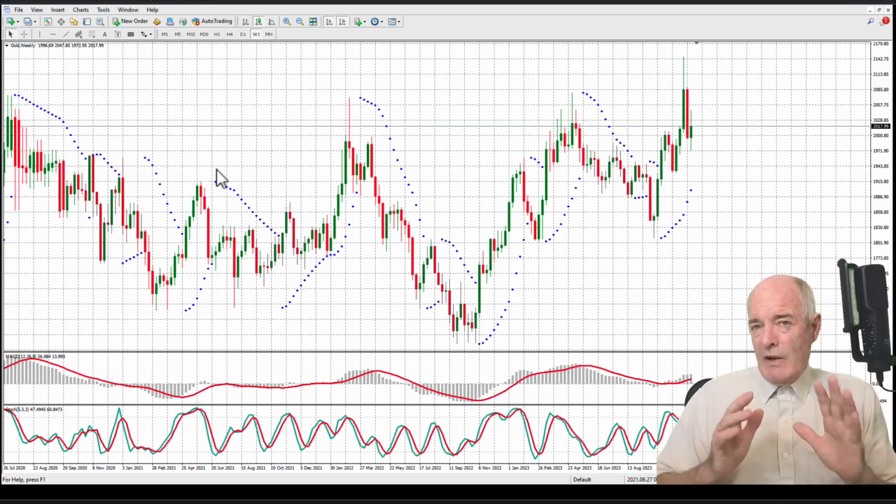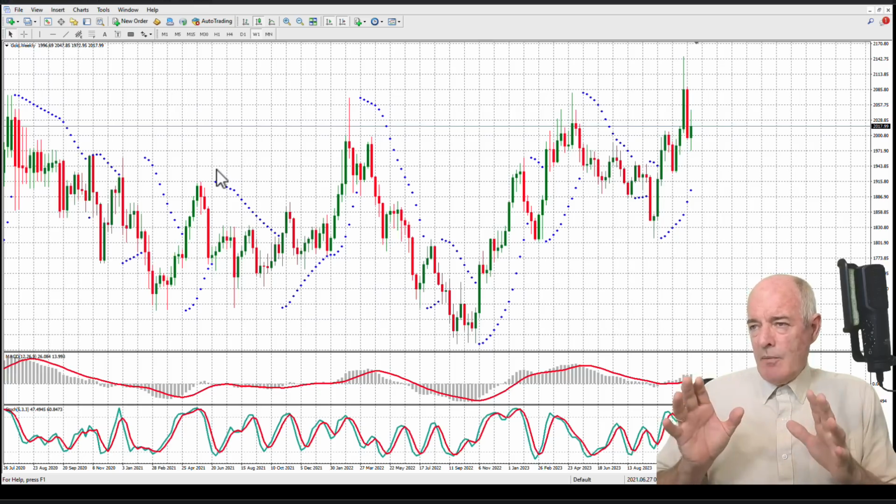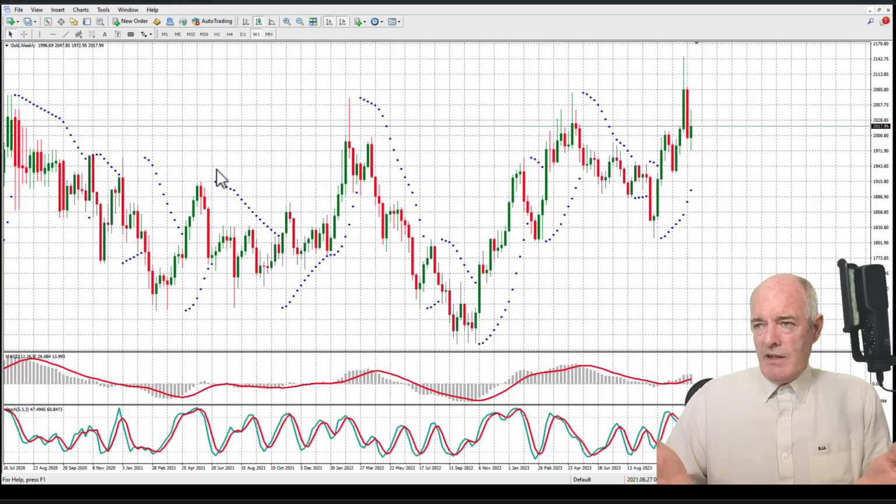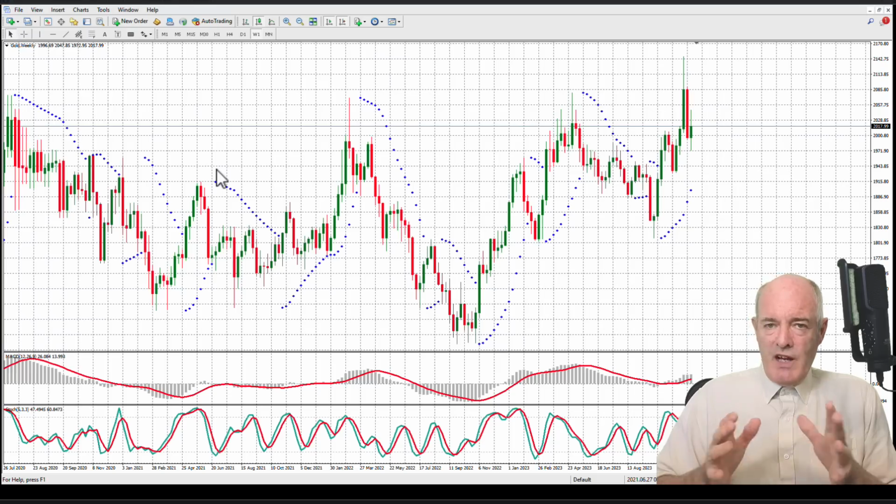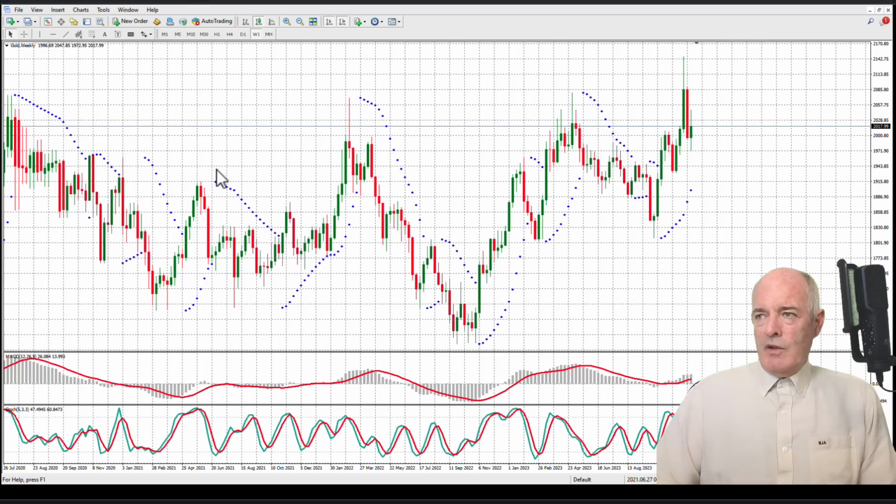So I've just shown you now how to create a template. So now we know how to create the template that we want to use for our analysis on an ongoing basis. Like I say, I have different templates for different things. If you're a scalper, you can have different templates for scalping, different templates for analyzing the daily markets, etc. But I'll do a separate video on templates.